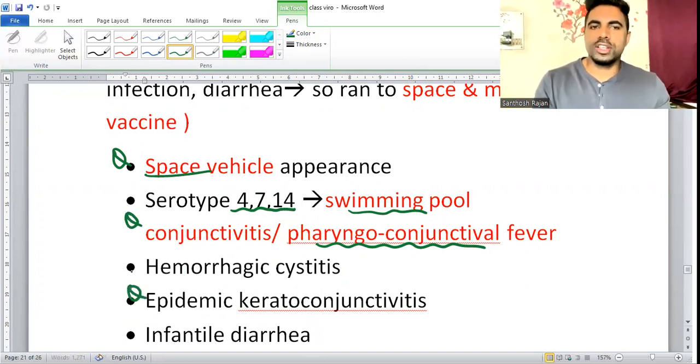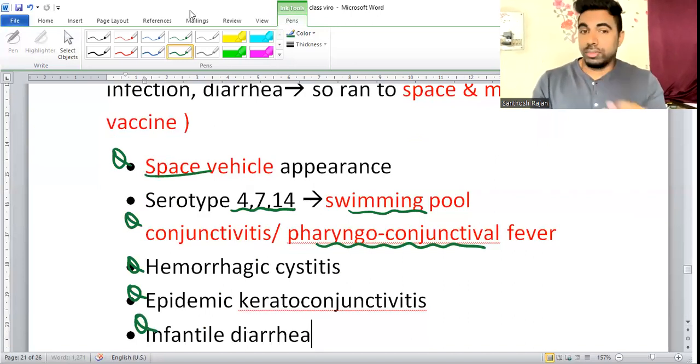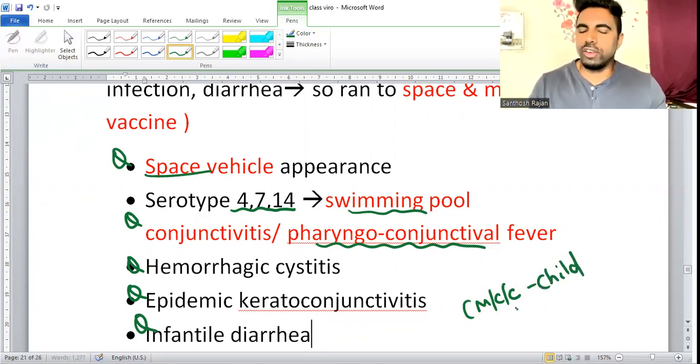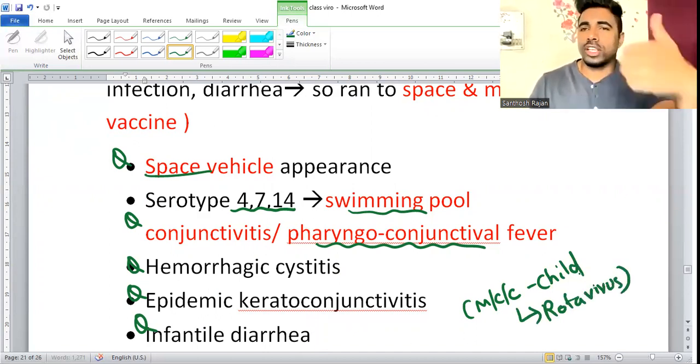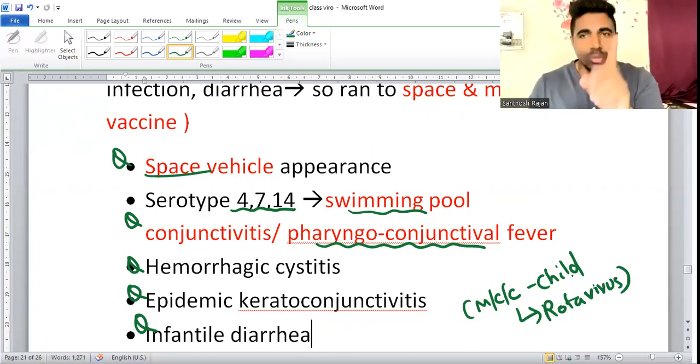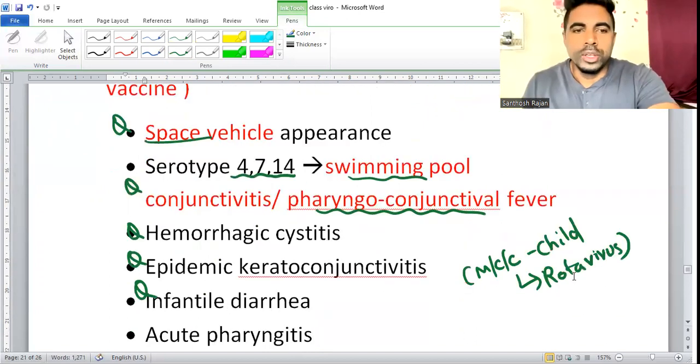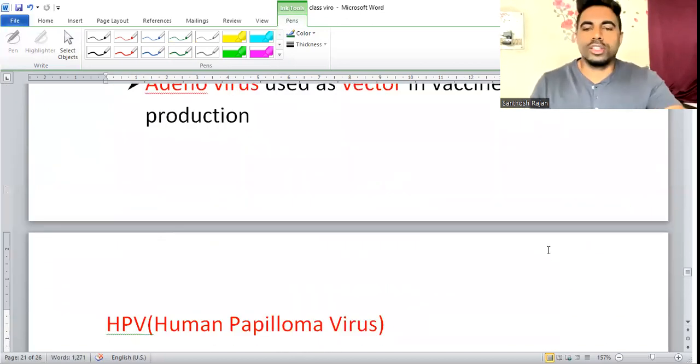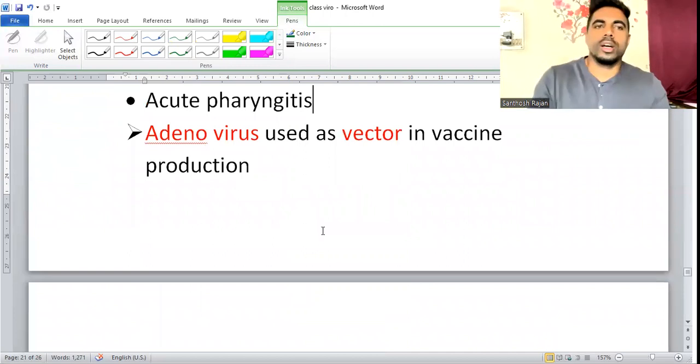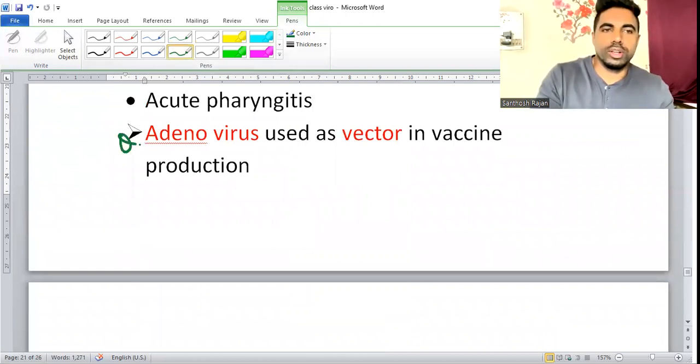And then, of course, all types of disease. For example, they have keratoconjunctivitis, conjunctivitis, cystitis, hemorrhagic cystitis and infantile diarrhea also. But diarrhea, I always told you the most common cause of diarrhea in children is rotavirus. But here, adeno also can cause it. The idea is that if they give a clinical picture of everything, conjunctivitis, diarrhea, pharyngeal fever, everything comes together, and that is adenovirus. That's what I want you to remember. So acute pharyngitis, everything. And then adenovirus is used as a vector for a lot of vaccine preparation. This question is frequently asked, right?